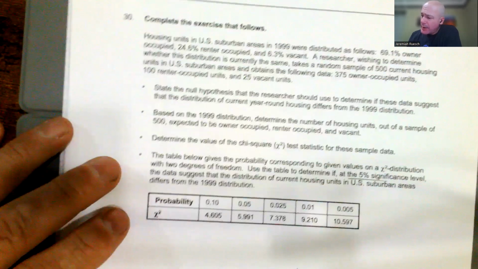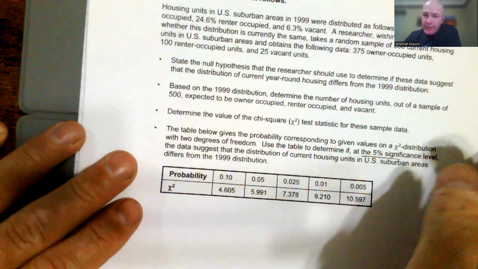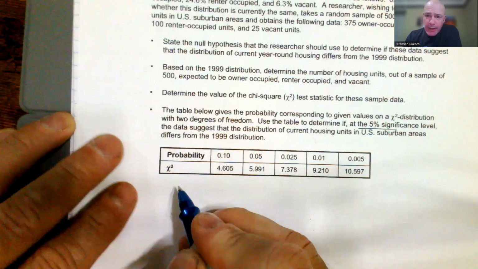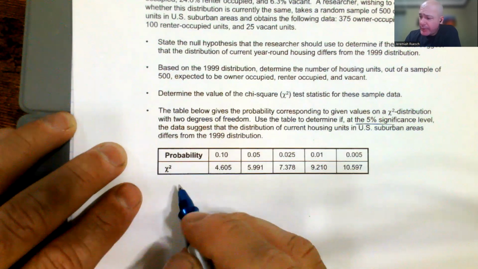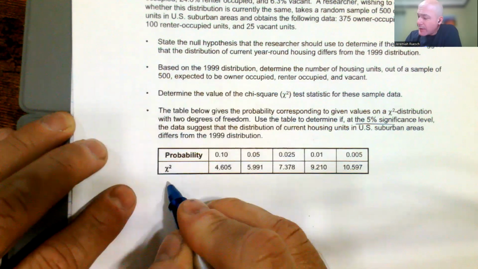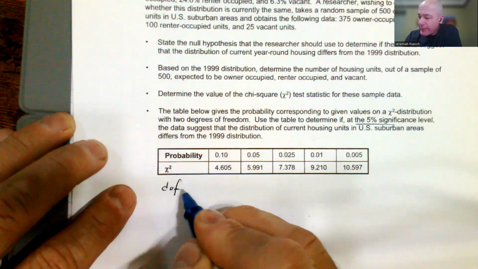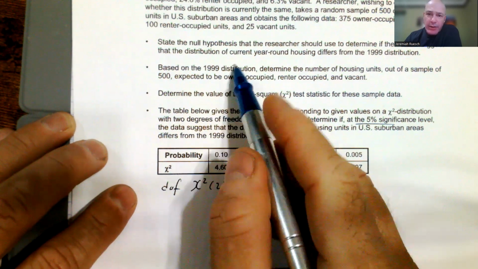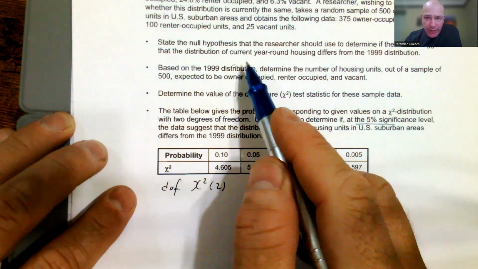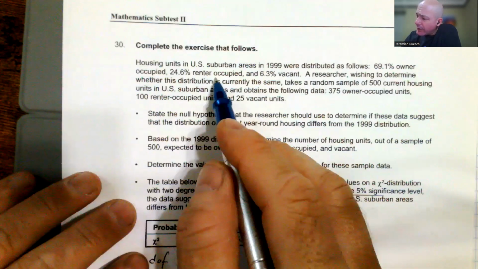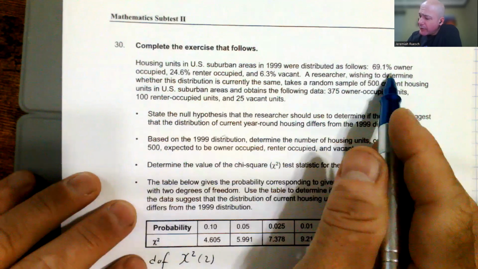I think it's helpful when you're doing problems like this to think of it in tabular form. First, the degrees of freedom: this is a chi-squared test with 2 degrees of freedom. That's because we're looking at three categories: the renter occupied, the vacant, and the owner occupied.